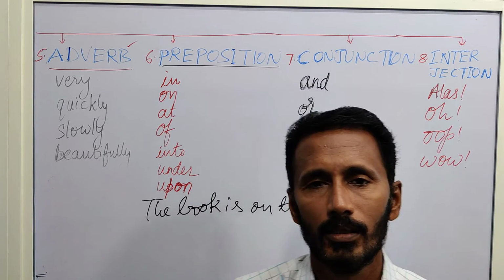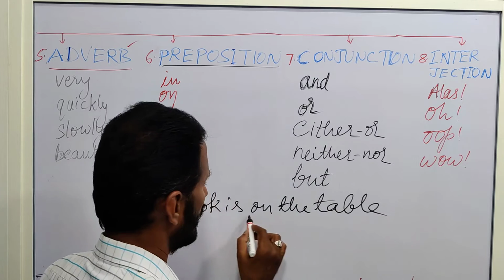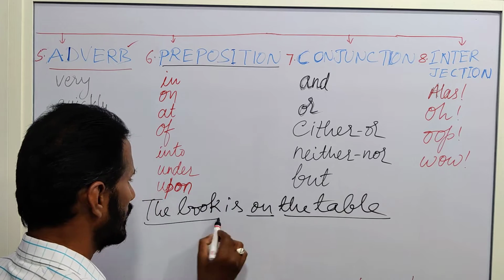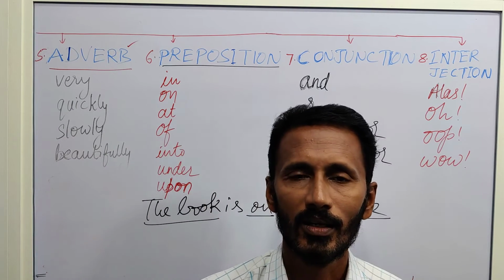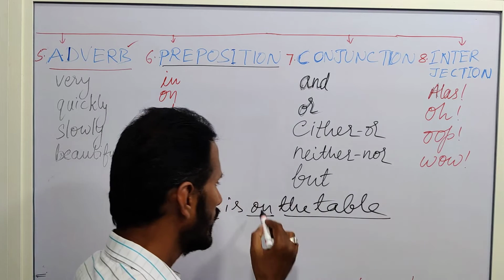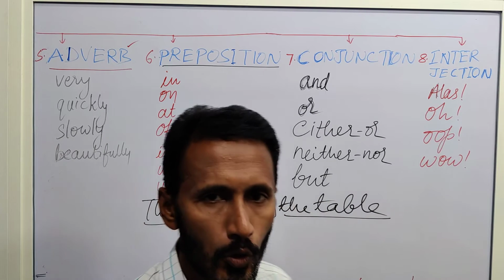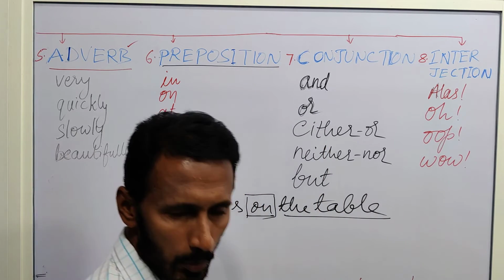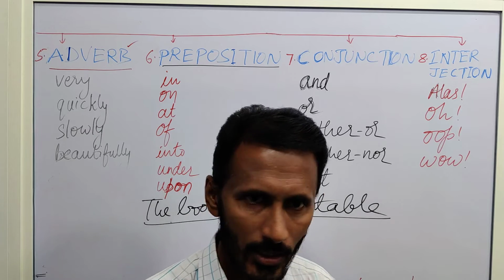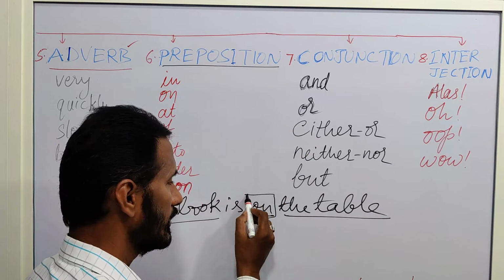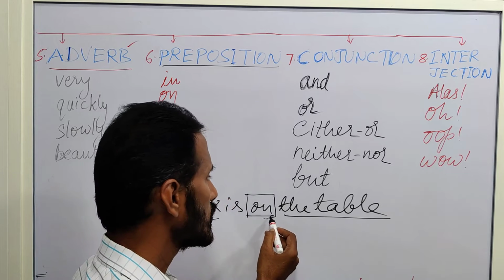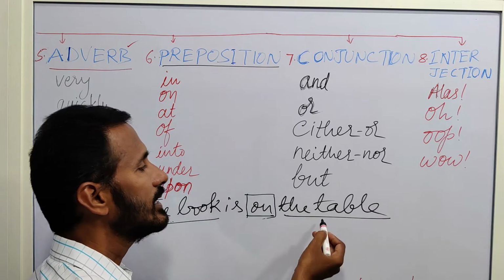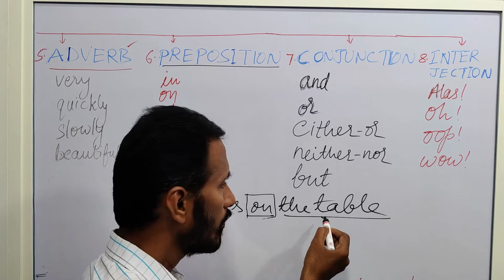In this sentence, the book is on the table. Table is one noun and book is another noun. In this sentence, this word "on" shows the relationship between the table and the book. So we can say that a preposition is a word which shows the relationship of a noun or pronoun to something else in that sentence. It may be another noun or pronoun.